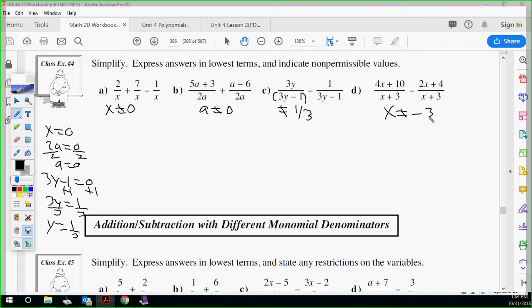All right, so 2 plus 7 minus 1, so that's 9 minus 1. I get 8 over x for this one. Remember, we don't have to do any common denominators. They all have one, so it makes it nice. This one, 5a plus a is 6a. 3 plus a negative 6 is negative 3. So this one you could pull a 3 out if you'd like. It doesn't really take you anywhere here, so you don't have to. But if you left it as that, that's fine too, I guess.